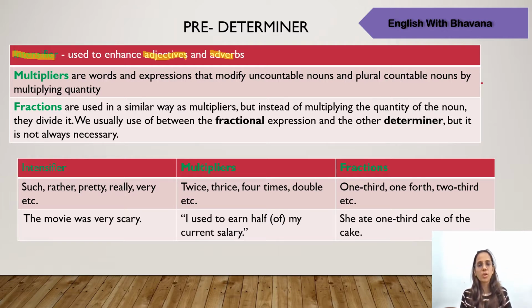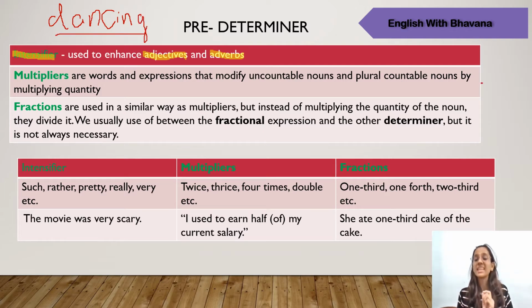And adverbs. What do you mean by adverbs? Adverbs give you more information about a verb, adjective or another adverb. For example, when I say she is dancing, dancing is a verb. I'm just writing over here, dancing. So dancing is a verb. But when I say she is dancing gracefully, gracefully is an adverb.